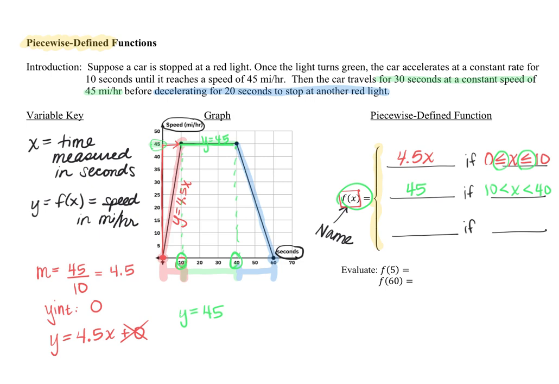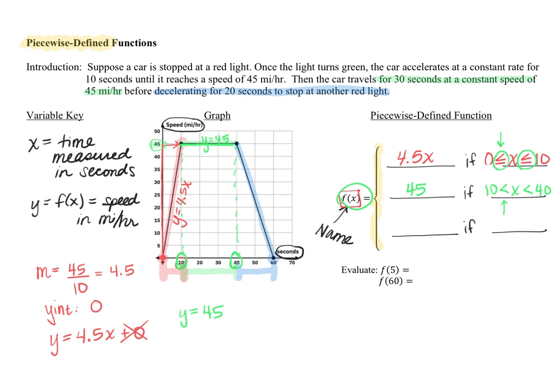Remember, to be a function, we want to have one input and only one output. So we don't want to be able to put 10 into this function more than one time. So that's why I'm going to include 10 on the top piece, but I'm not going to include 10 seconds here on the bottom piece. And the same is going to go for 40 as we move on.